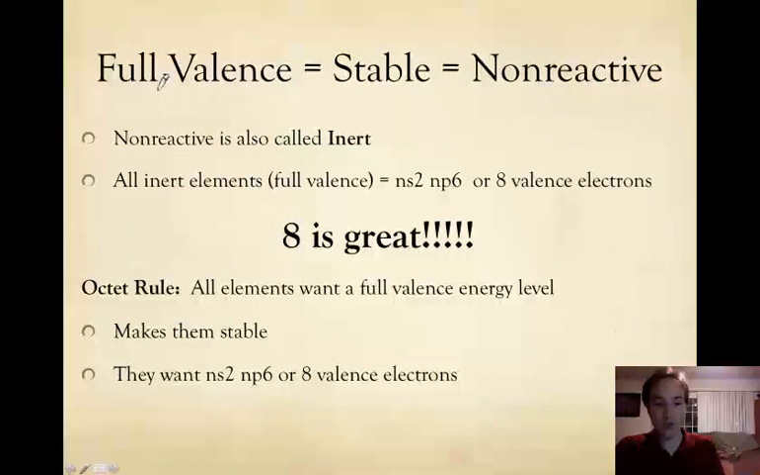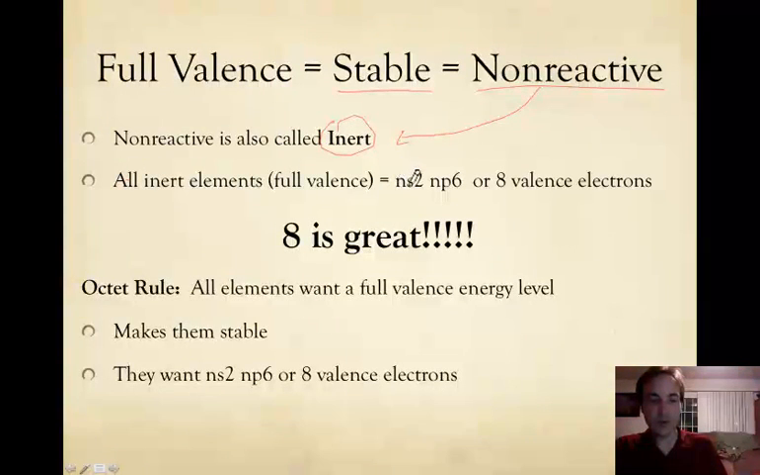So, why do we care about the number of valence electrons? Well, if you have full valence, that means you're stable or non-reactive. Another name for non-reactive is inert. Okay, so all inert elements have a configuration of ns2 and p6. Or in other words, s plus p, which would be 2 plus 6, which gives us 8 valence electrons.